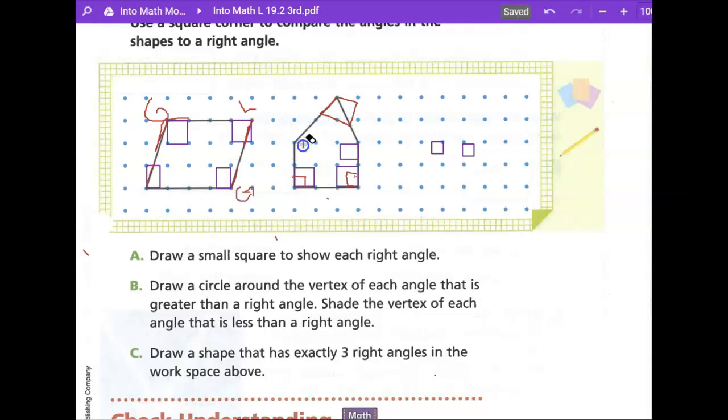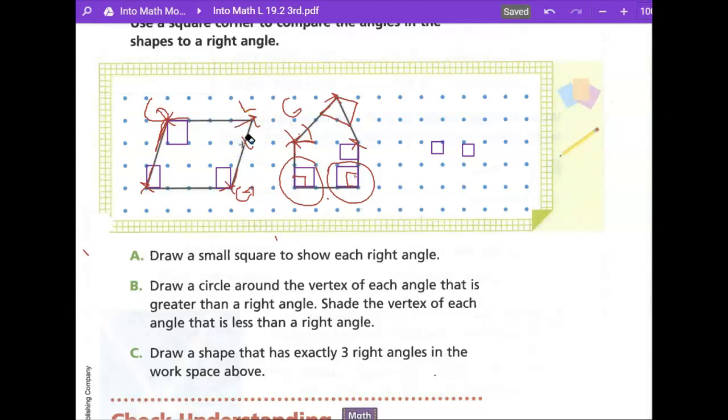So this one is, if we had our square, this one is greater than a right angle. So we should X it, right? X ones that are not. Same thing applies on this side and this one. Okay, and we're supposed to circle these, correct? Okay, and all of these would be X because none of these were right angles.